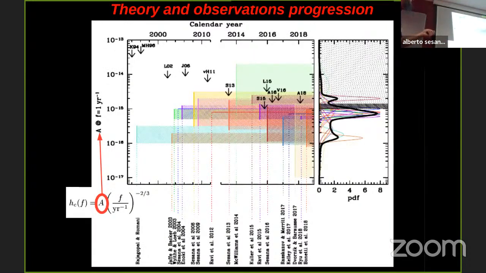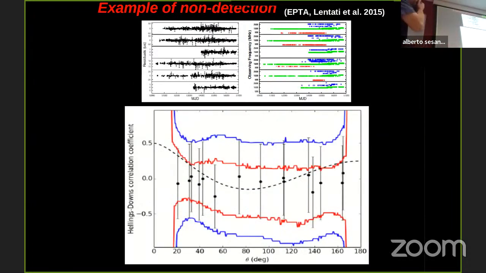So this is what upper limits look like. Those are the 6 best pulsars of the European Pulsar Timing Array back in 2015. With 6 pulsars, you have 15 correlation points. We are trying to detect this Hellings and Downs correlation, and you see that our data are perfectly consistent with it. And they're also perfectly consistent with 0.